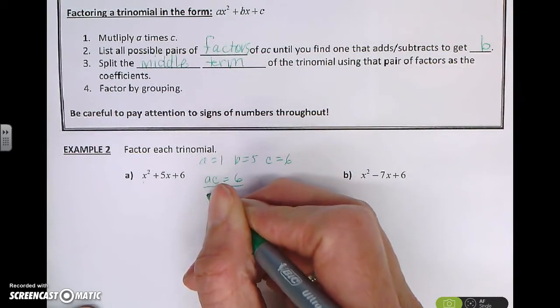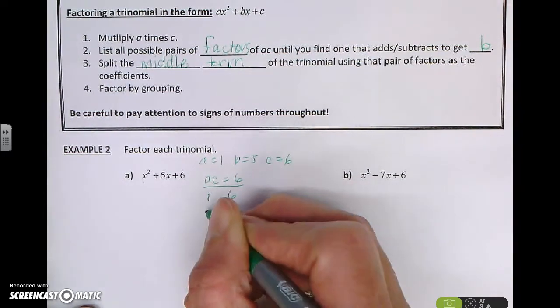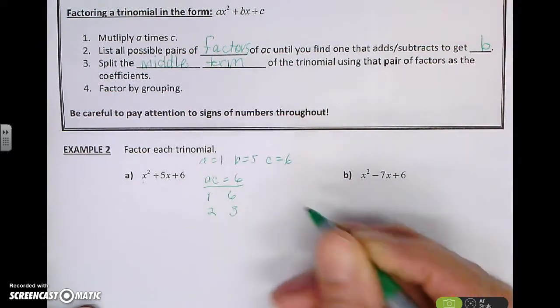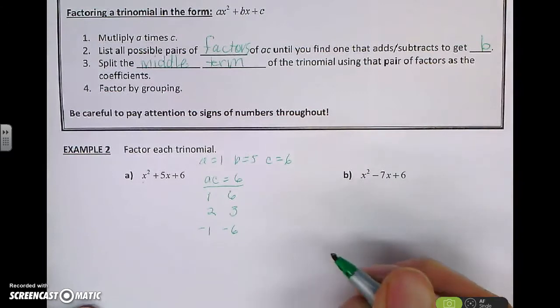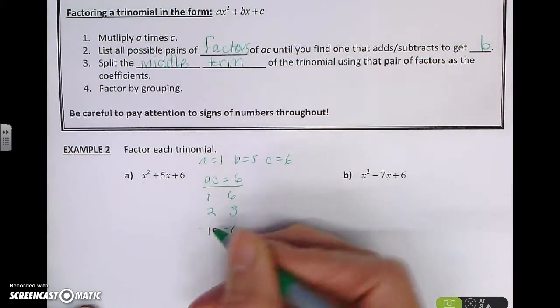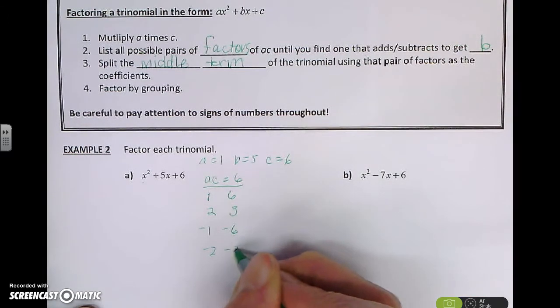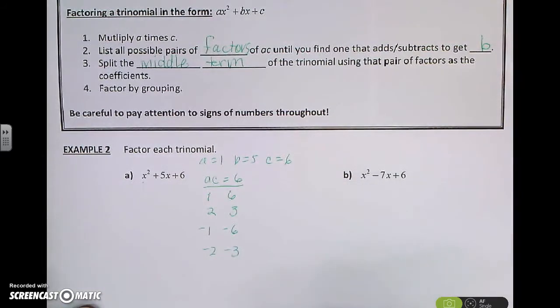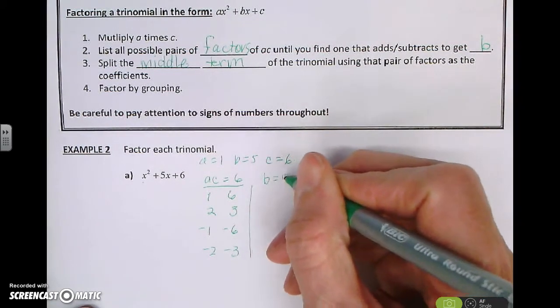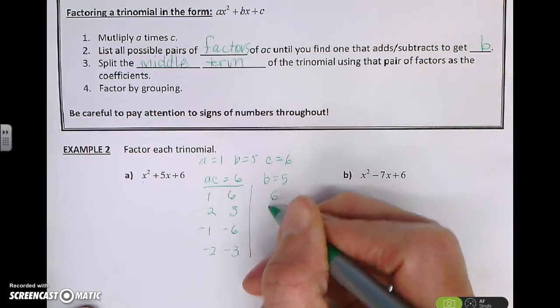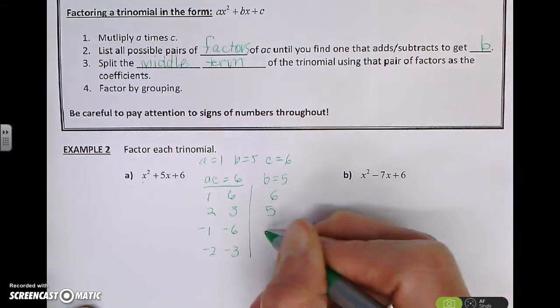My possible factors: 1 times 6, 2 times 3, and we could also have a -1 times a -6. That also makes a positive. And a -2 times a -3 also gives me a positive. So I want to choose the pair that adds to b, 5. So I want b to be equal to 5. So this pair adds to a 6. There's my 5 right there.